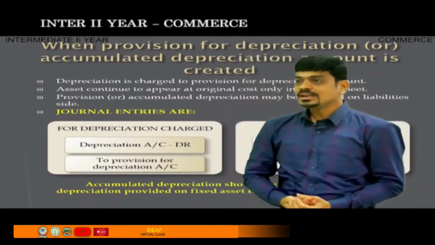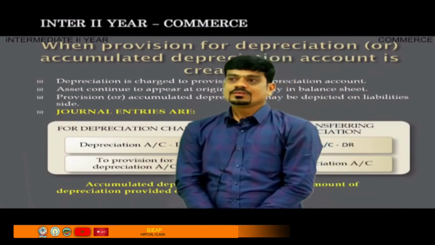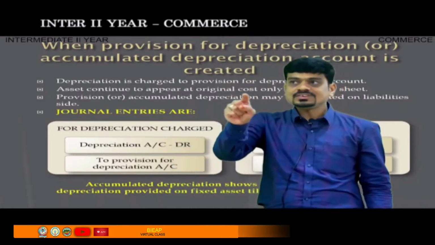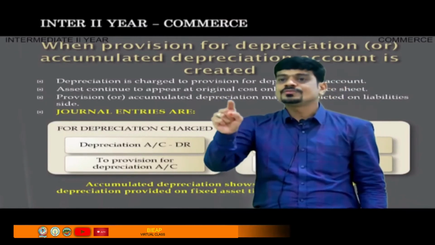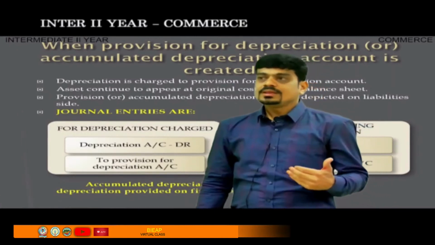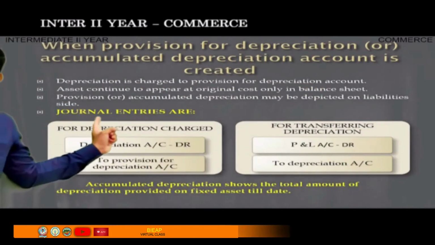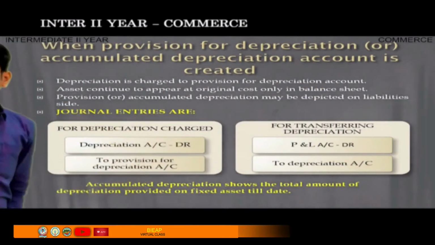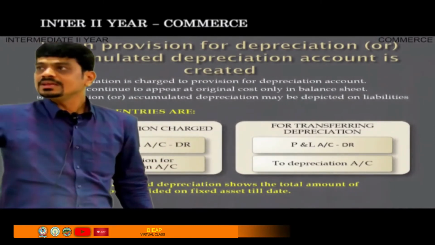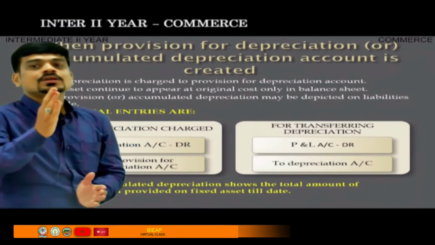So what are the journal entries? Here, for charging depreciation, we are going to charge it through the provision account. So depreciation account debit to provision for depreciation account. A separate account is created. In a similar manner, at the end of the year, we'll transfer the depreciation to profit and loss account. Profit and loss account debit to which account? To depreciation account. These entries will guide you to solve the problem.